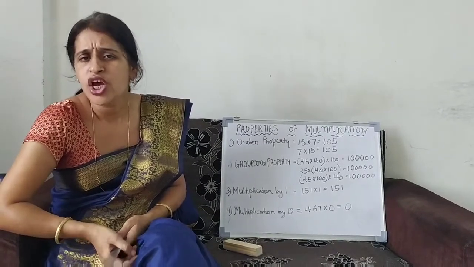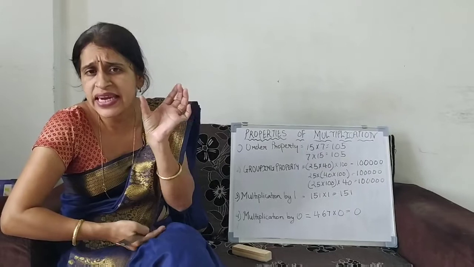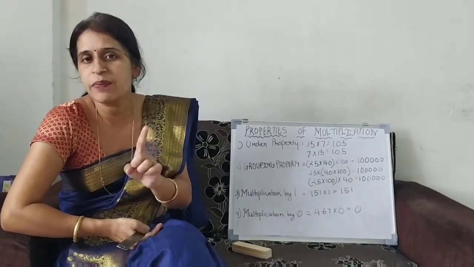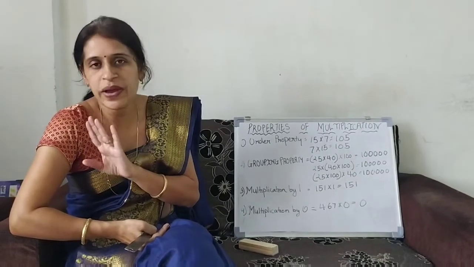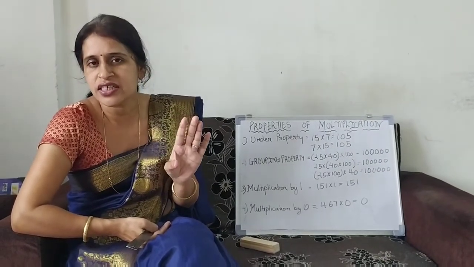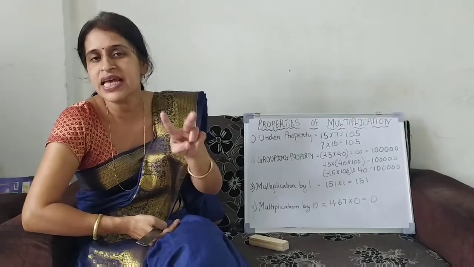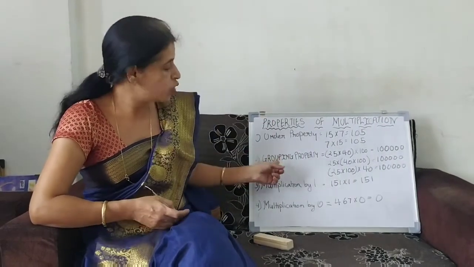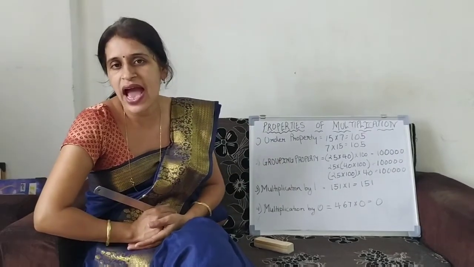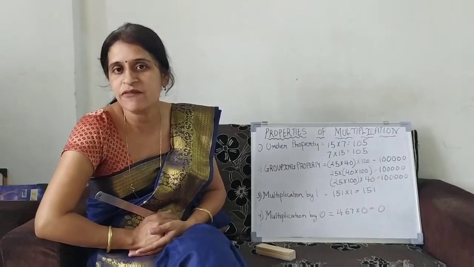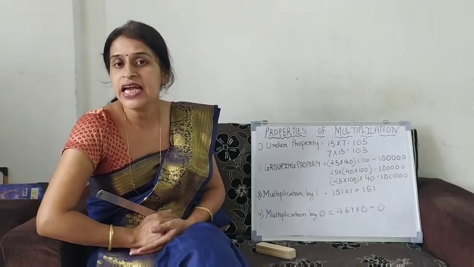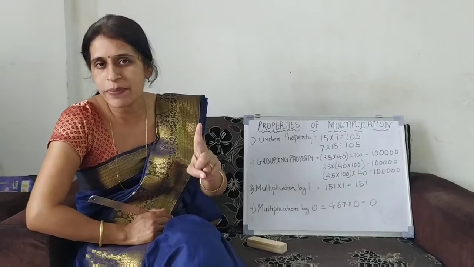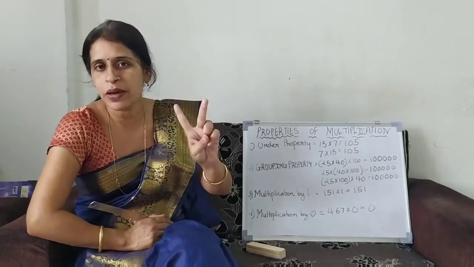It means what? You can group any number you want, but the answer will always remain the same. Grouping does not change the answer. You can group any two numbers and keep one number outside the bracket. This grouping property is known as your associative property. So we have learned the order property, and we have learned the grouping property.